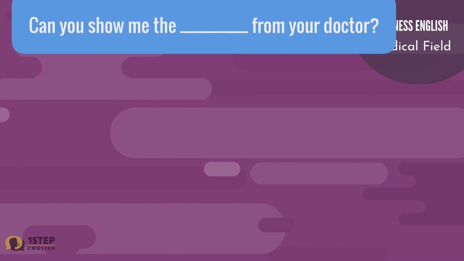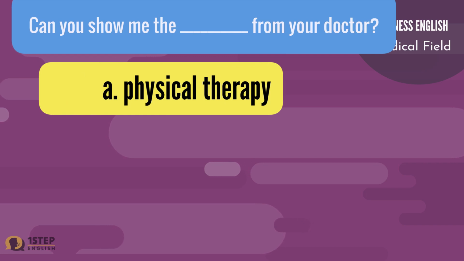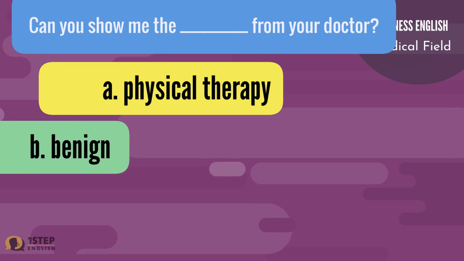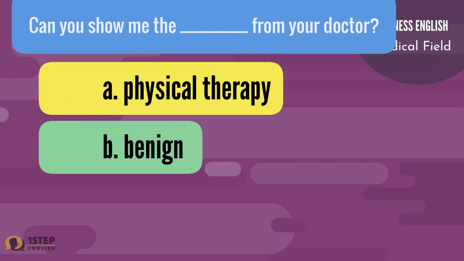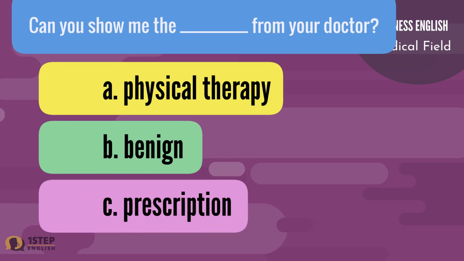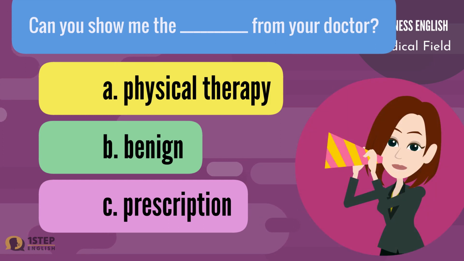Can you show me the from your doctor? Letter A. Physical therapy. Letter B. Benign. Letter C. Prescription. The correct answer is letter C. Prescription. Can you show me the prescription from your doctor?